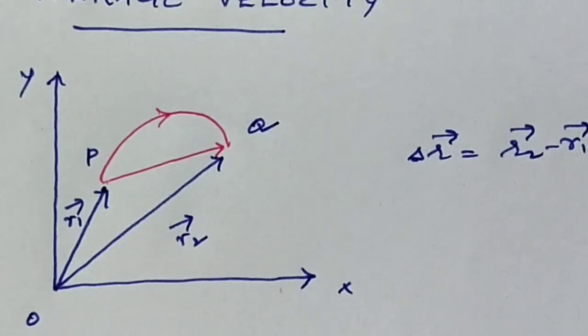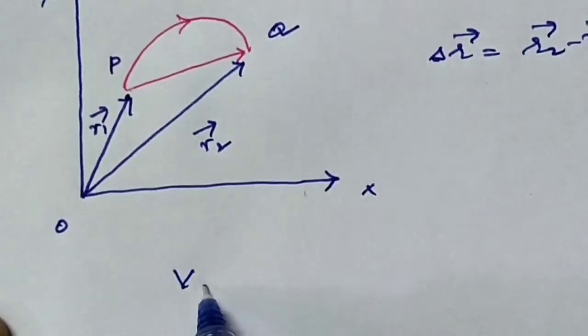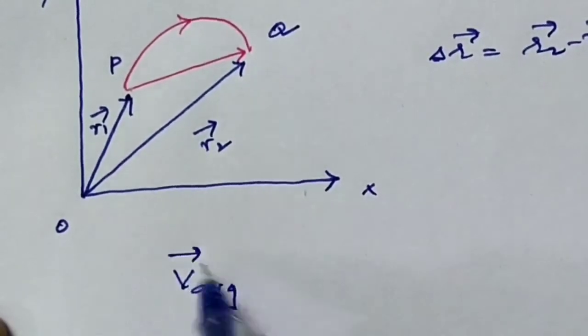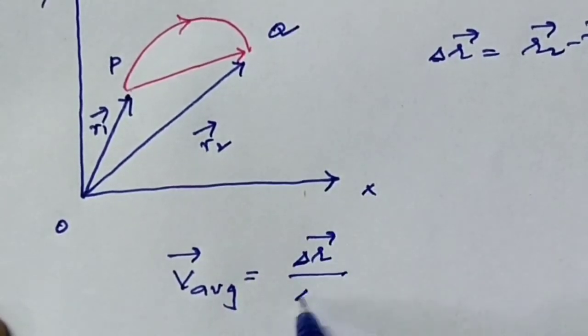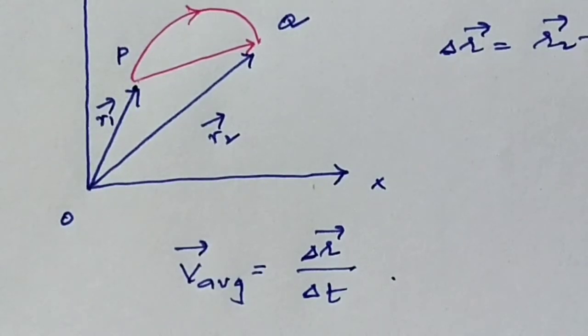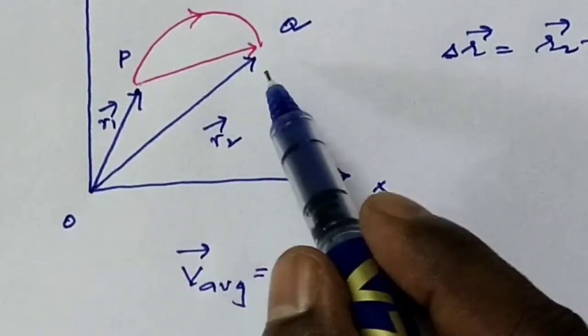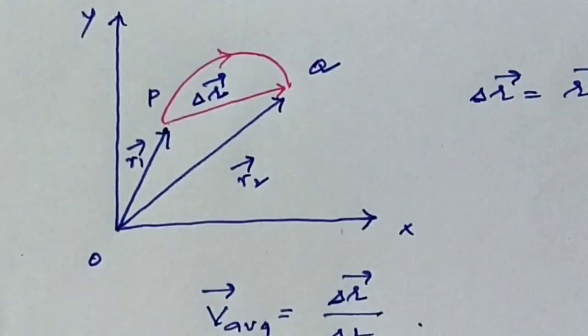Average velocity means the ratio of the displacement vector to the corresponding time interval. That means V average is equal to del R vector divided by del t, in the direction of the displacement vector. So that is the average velocity.